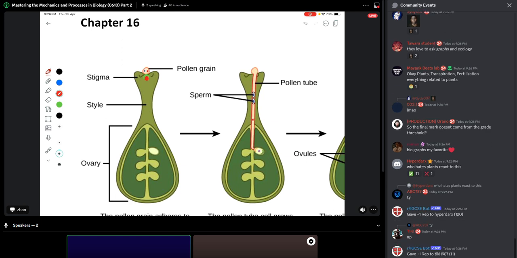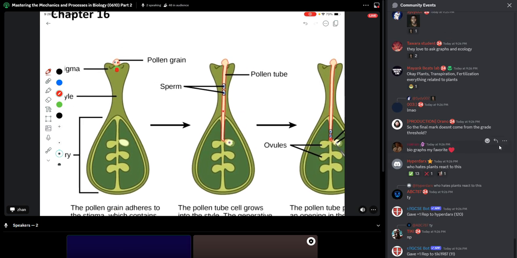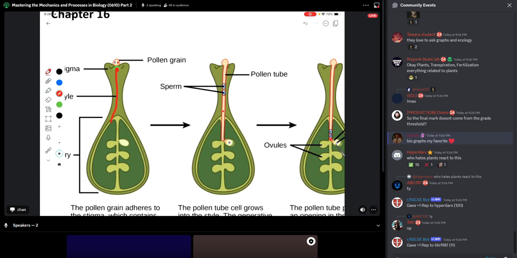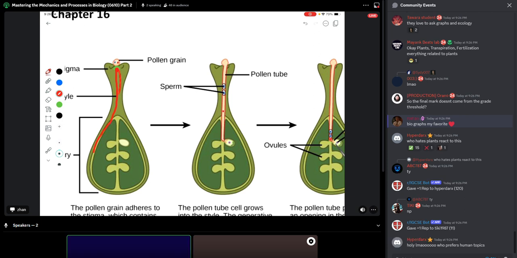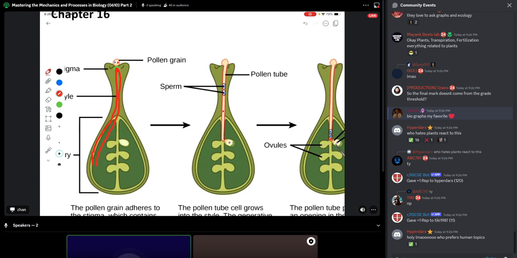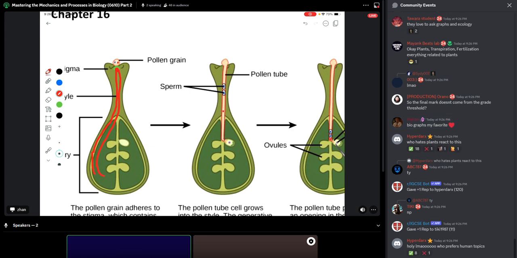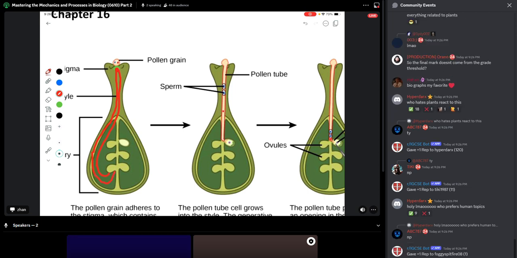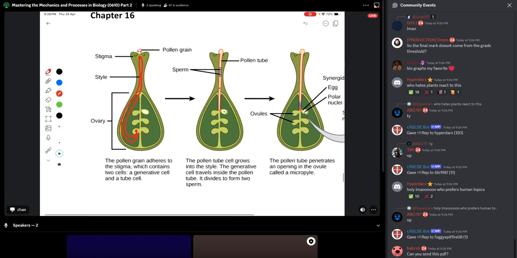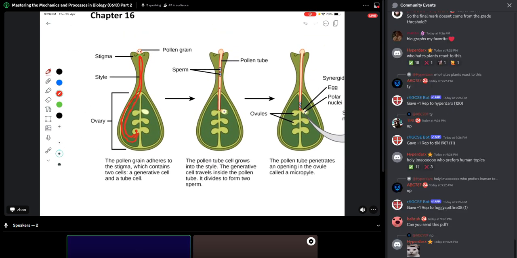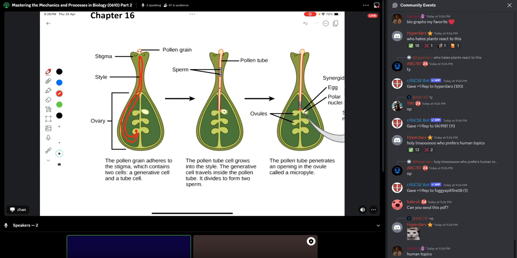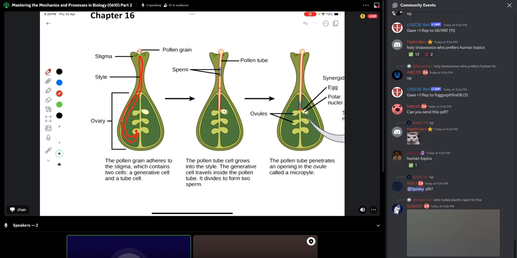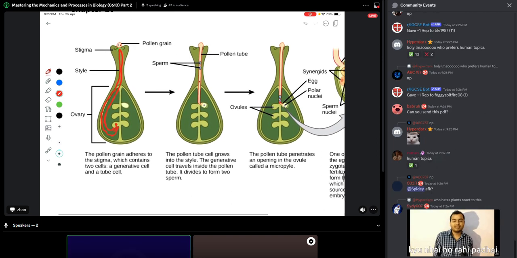There will be a style, something like a small tube. So the pollen will travel down the style and then enter the ovaries. As it is attached, the pollen tube will grow down the style, and then it will meet with the ovaries. Then fertilization occurs.